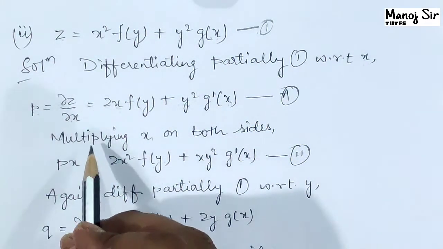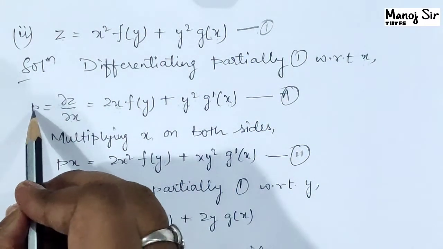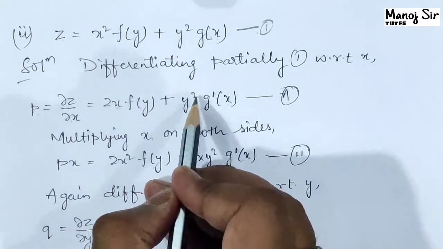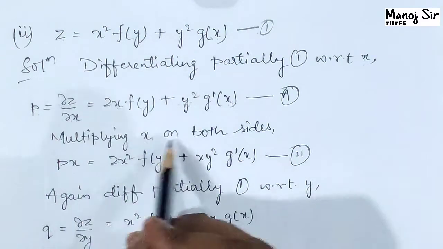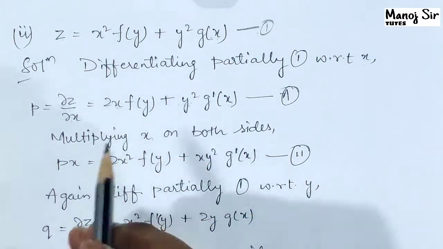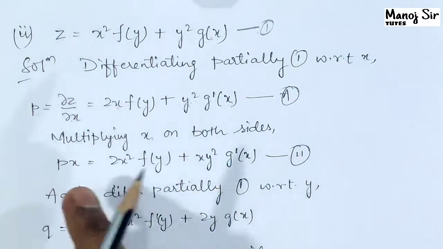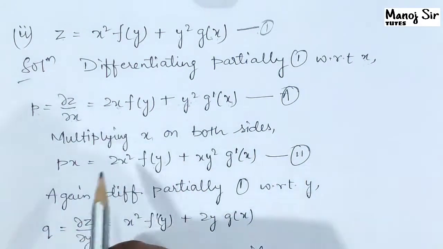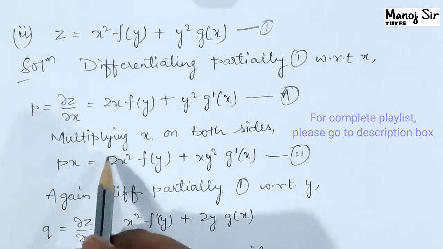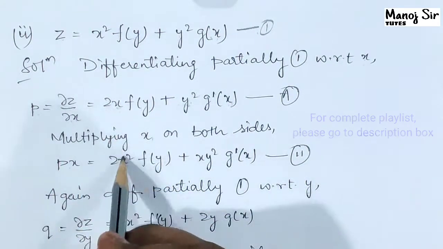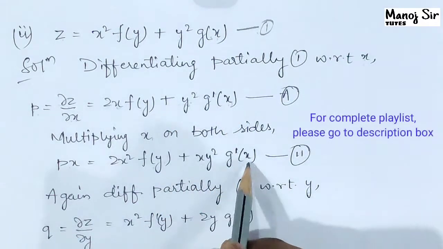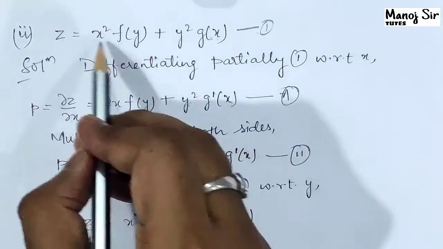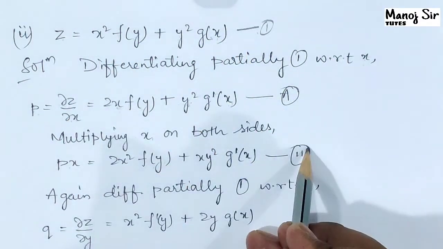Now, after finding this, that is p equals twice of x f of y plus y square into g dash of x, what is my next step? That is multiply x on both the sides. Again, in the later part of this video, you will come to know why we have multiplied this x. So this is p into x equals twice of x square into f of y plus x into y square g dash of x. Let's suppose this is my equation number 2. This is my equation number 1. This is my equation number 2.